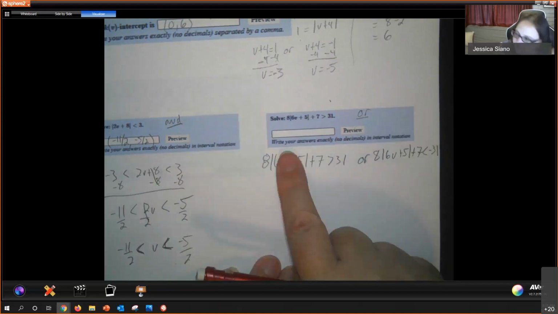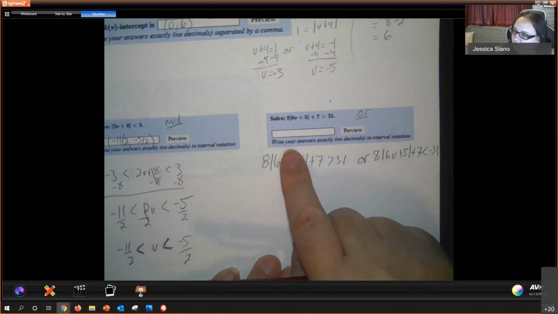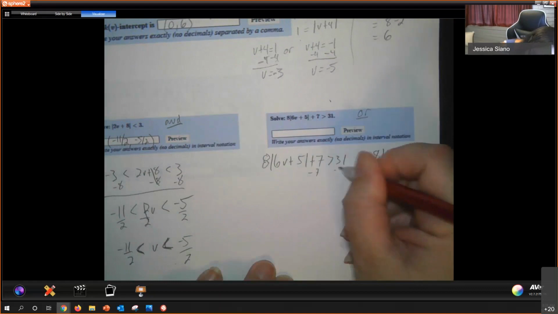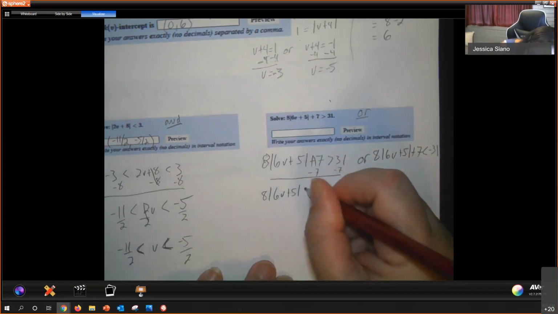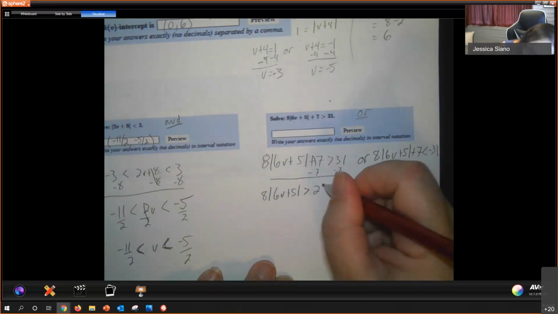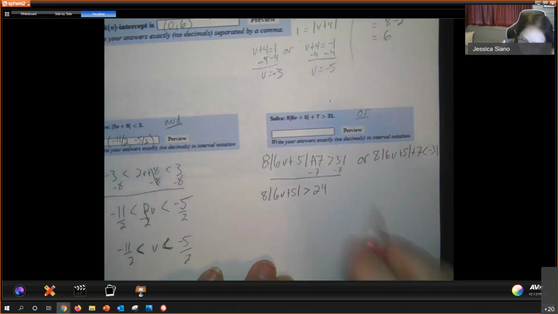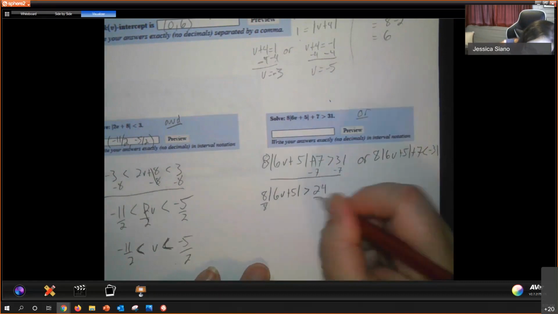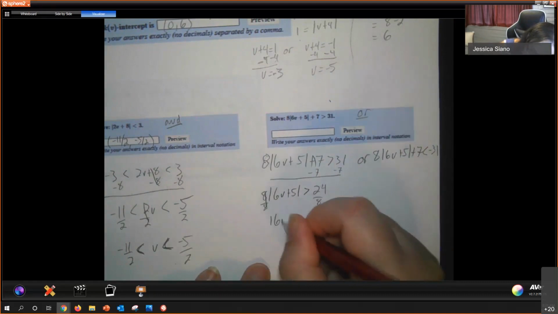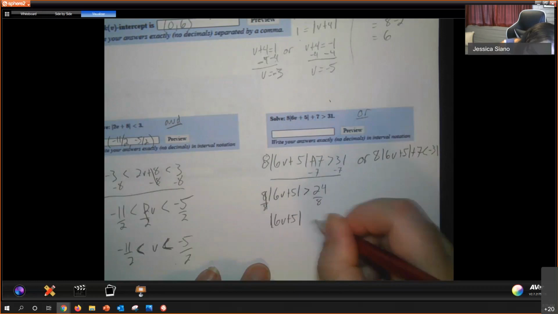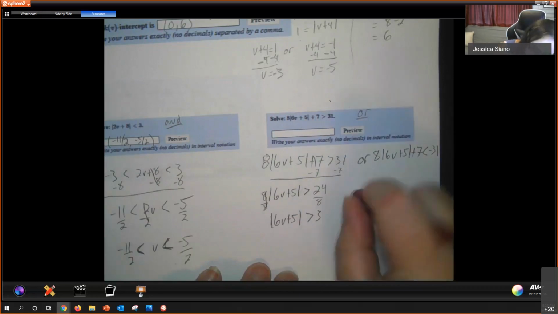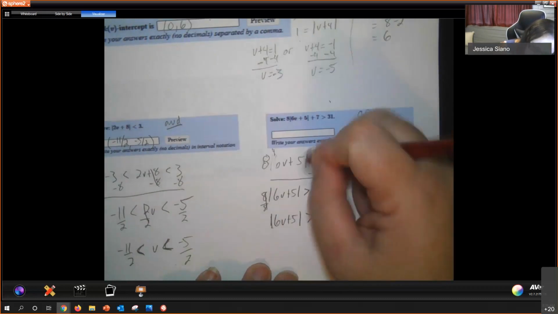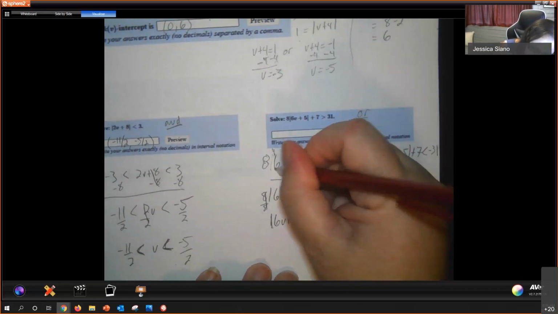So here, again, if you're not sure, if we cover up this absolute value and treat it like an x, the first thing I would do would be to subtract the 7. The next thing I would do would be to divide the 8. So once I do that, those absolute value bars, they become parentheses.